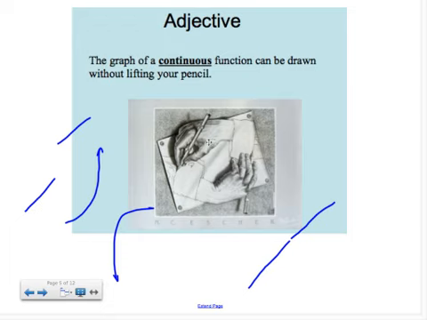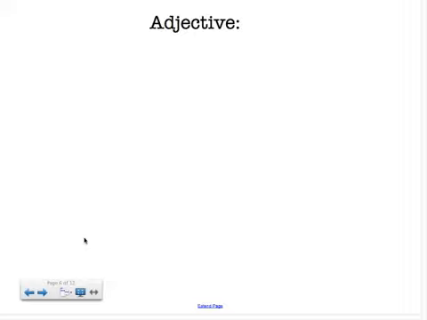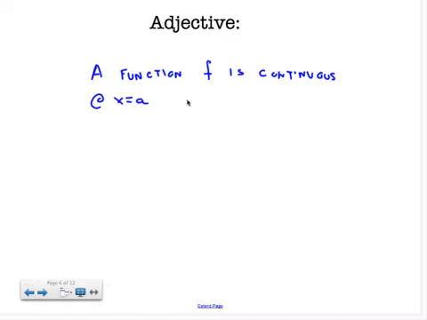Now, that's not mathematical, so we can't really use that moving forward, but that's a nice little mental picture to have in your head. Continuous means I can draw the graph without lifting my pencil. What does that mean mathematically? Okay, this is what the adjective continuous is going to mean for us. A function f is continuous at a specific location, let's call it x equals a, if the following is true.